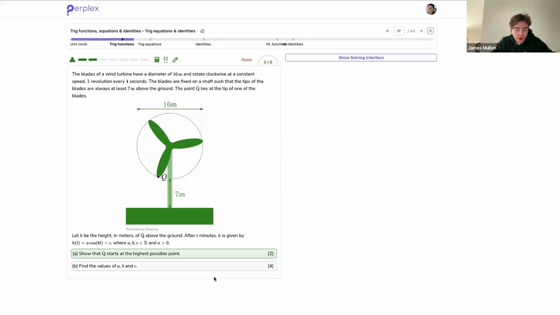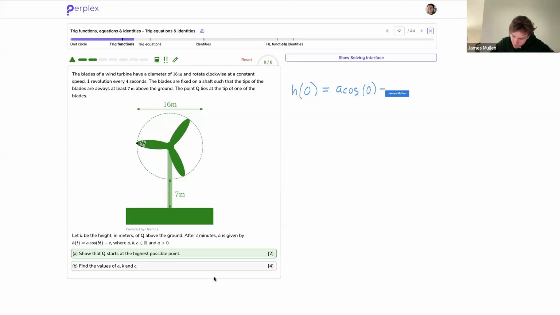Part A wants us to show that Q starts at the highest possible point. So Q starts when t is equal to 0. So h of 0 is equal to a cos of 0 plus c. And cos of 0 is just 1, so this is going to be a plus c. And a is bigger than 0.